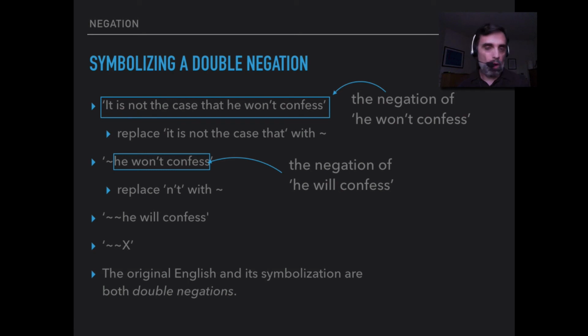And so we call these double negations because there are two negations on the front of some other sentence. We have two negations on the front of X, or two negations on the front of he will confess. And we call them both double negations. We'll talk a little bit more about the logic of double negations in one of the next videos.